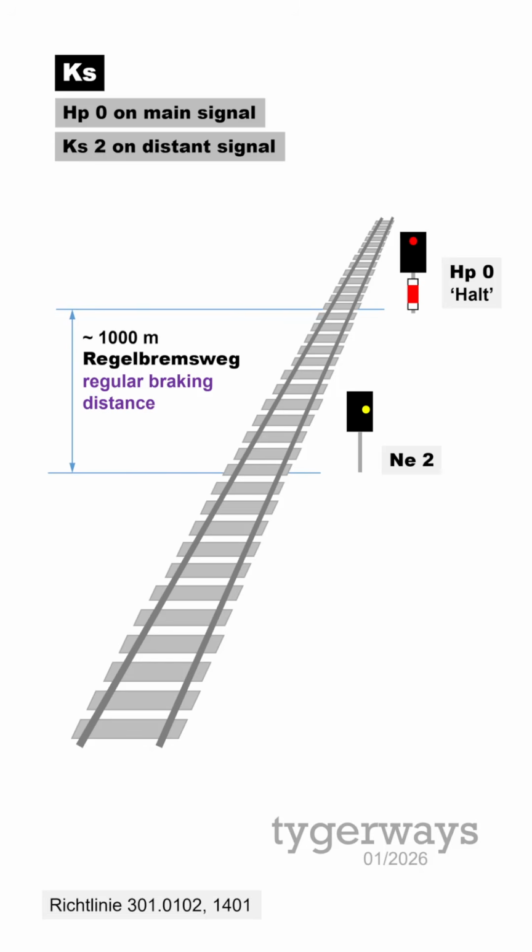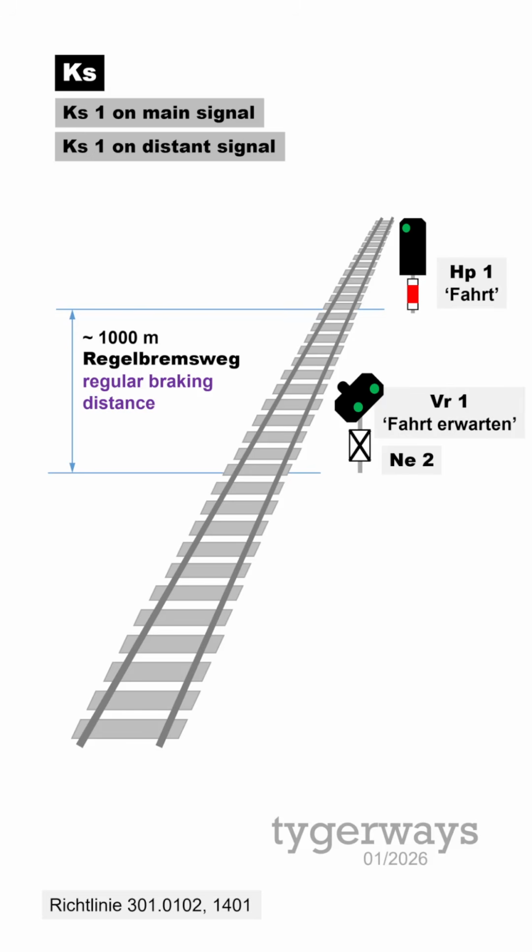But unlike the systems that we have talked about before, on the distance signal, you will get an aspect that only has one single yellow lamp. It is called a KS2 aspect. Expect to stop at the next signal. What is the same is that the signal will have the NE2 distance signal board.